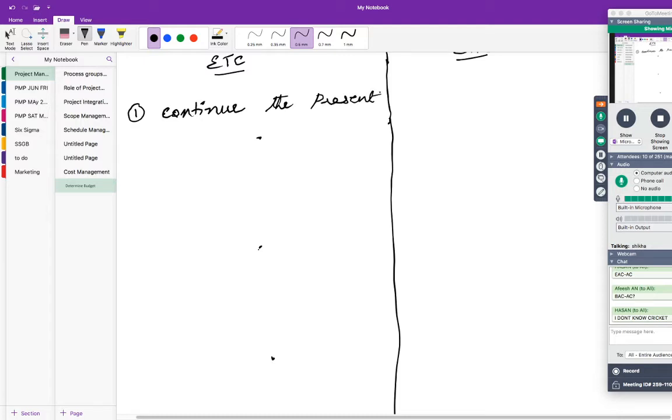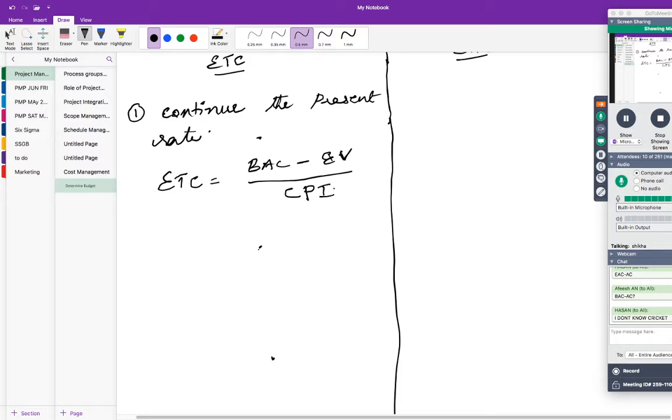Present performance, or you can call it present rate. So in this case, ETC is equal to what? What is the remaining work? The remaining work is BAC minus EV, right? This is your remaining work. So the remaining work will be done at what rate? At the present rate of CPI.